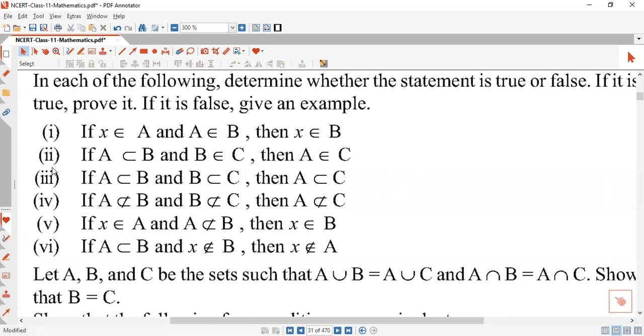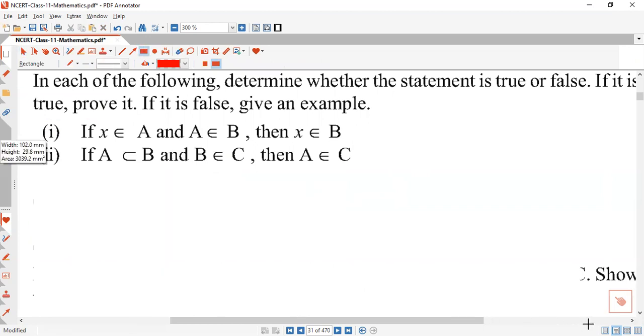Now, we want to do the second part of this question. This second statement: if A is a subset of B and B belongs to C, then A also belongs to C, A is an element of C. So we say that all the elements of A belong to B, and B is an element of C. Then we say that A belongs to C. I don't think so. It is a false statement.